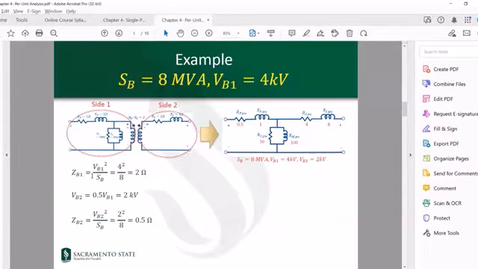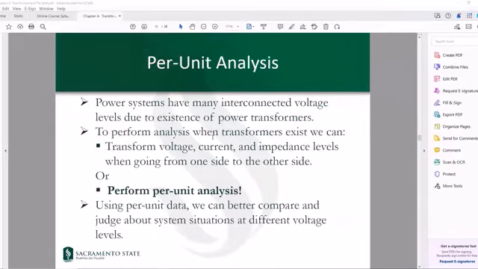And then Z base on side 1 is just V base on side 1 squared over S base, which is 2 ohms. V base on side 2 we just talked about. Once you have this, Z base on side 2 can be found, which would be V base on side 2 squared over S base, which becomes 0.5 ohms. So I put the per unit values in here. And when I do not put units in a figure, it means that it's per unit by default. So just numbers. And these are basically the ratings or the bases that have been used for this per unitization.